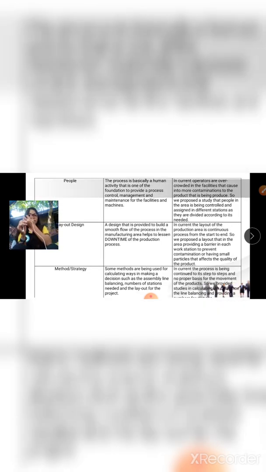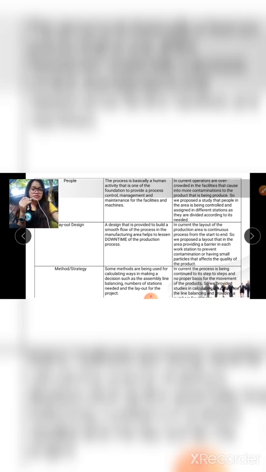So in the people criterion, the process is basically a human activity that is one of the foundations to provide process control, management, and maintenance for the facilities and machines. In current, operators are overcrowded in the facilities, which causes more contamination to the product being produced. So we propose a study where people in the area are controlled and assigned to different stations, divided according to what is needed.